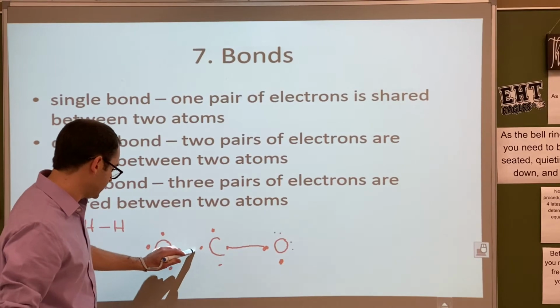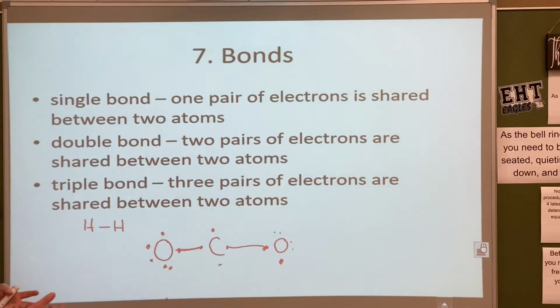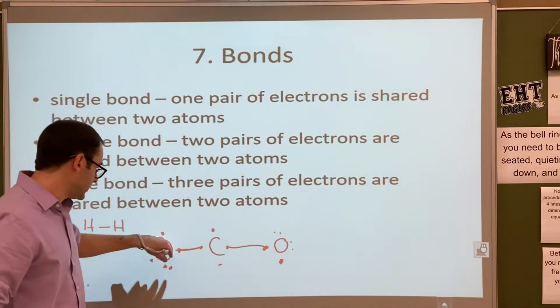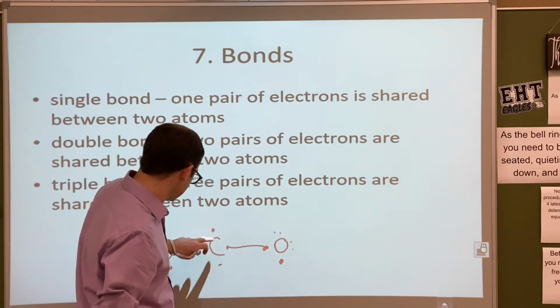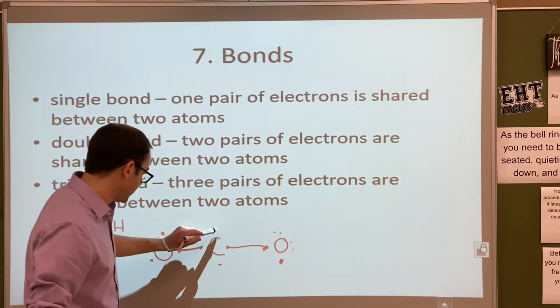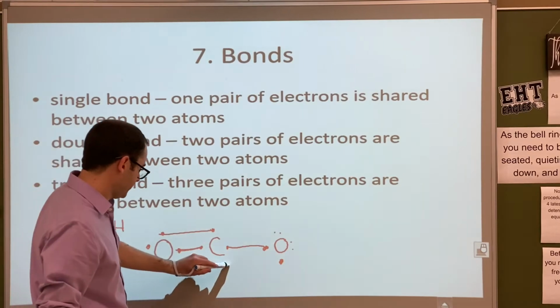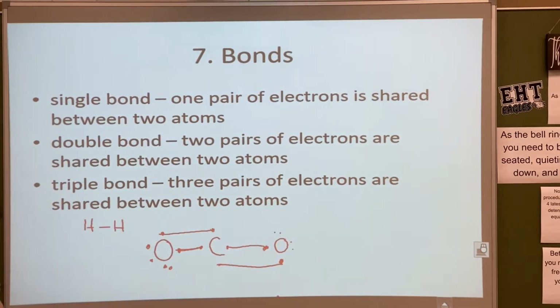All right, we're going to connect them. And now you can see there's two more dots on each of these. So we can connect these up here and make that double bond. All right. And that would give us our double bond.